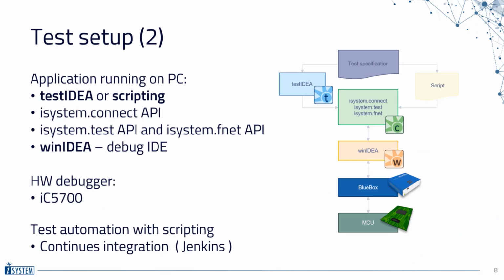testIDEA and scripts run on the host PC. The test specification file that describes the test suite is edited by testIDEA. The iSystem Connect API is used to control winIDEA debug IDE and the debugger. The winIDEA contains the settings of the hardware configuration for the debugger and target CPU. testIDEA fully controls the debugger and executes tests on the target MCU.